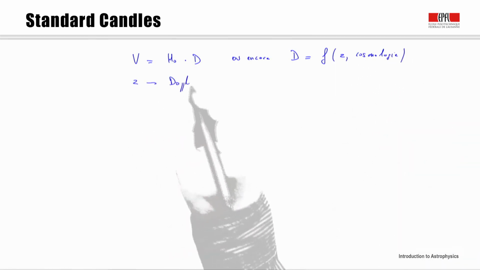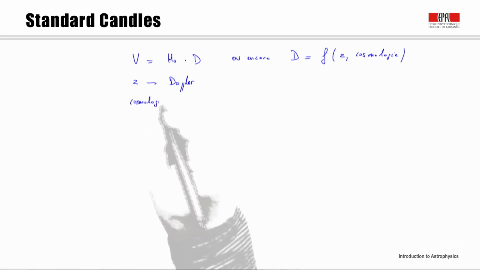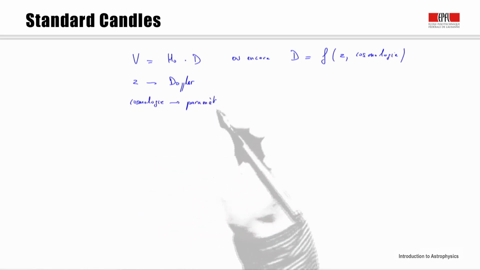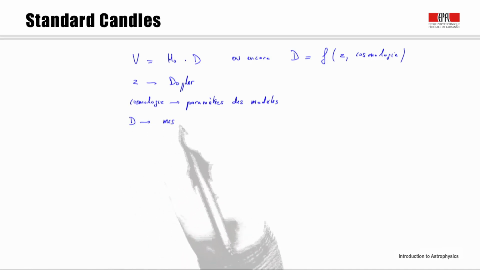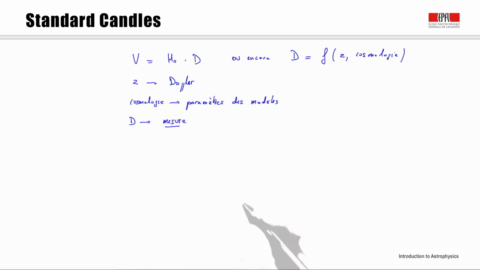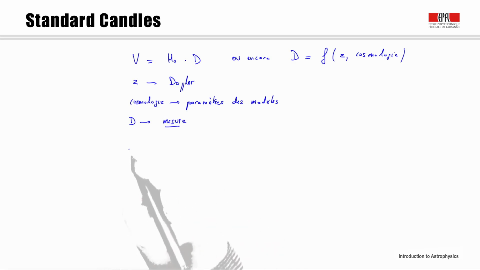Here, z is measured by Doppler effect. Cosmology are the parameters of a model, and when we change these parameters, we change the prediction of these models. D is what we try to measure with standard candles. We have a very useful tool for that, the distance modulus.